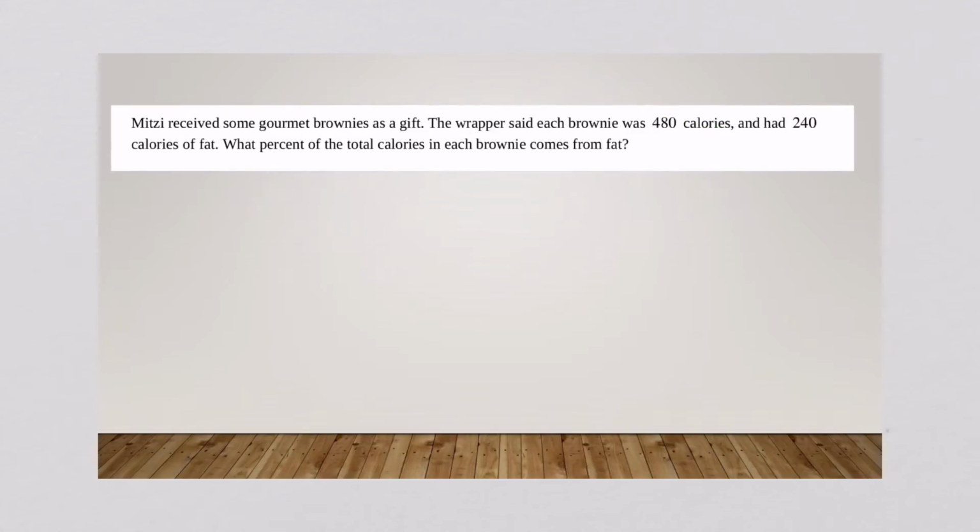Okay, sometimes whenever you read these problems they can be kind of confusing. Typically, what you want to do if you're confused about what's being asked is go back to the part just before the question mark, and that helps you a lot by deciphering what you should be looking for. So in this problem it says, Mitzi received some gourmet brownies as a gift. The wrapper said each brownie was 480 calories and had 240 calories of fat. What percent of the total calories in each brownie comes from fat?